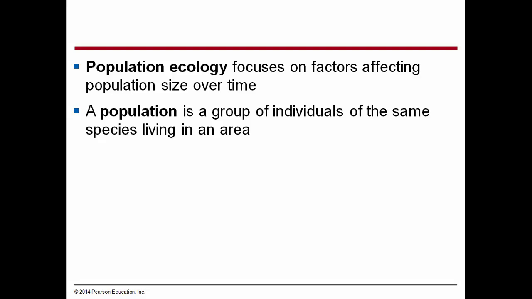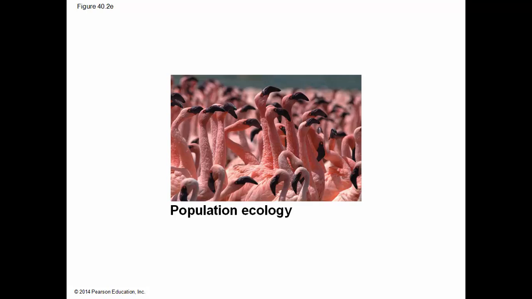Population ecology focuses on factors affecting population size over time. A population is a group of individuals of the same species living in an area. Okay, so what affects these flamingos? Population ecology analyzes factors that affect population size and how and why it changes through time. What environmental factors are affecting the reproductive rate of the flamingos?